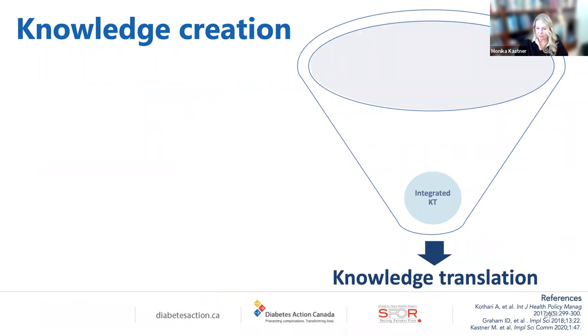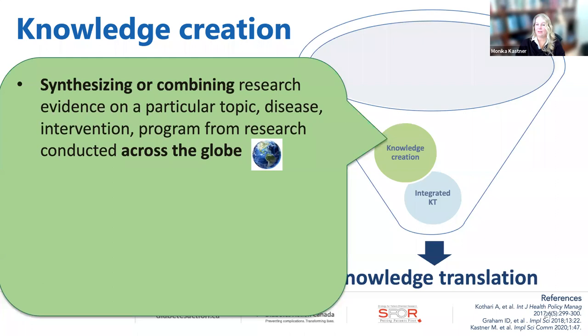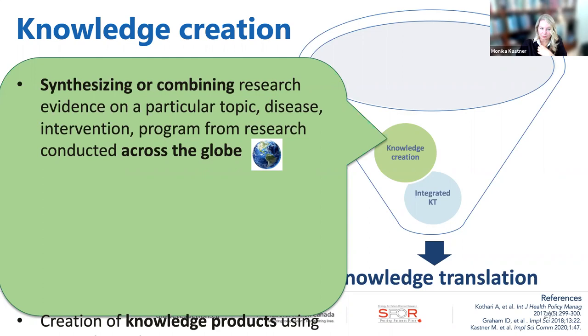So now that we've talked about integrated KT, another really important activity is knowledge creation. Knowledge creation is really about synthesizing or combining research evidence on a particular topic, a disease, an intervention program, whatever that thing is that you're working on. And the key part of this is that you want to have a totality of that evidence from a worldview context, from across the globe. You want to be able to see what that evidence shows from across the world.